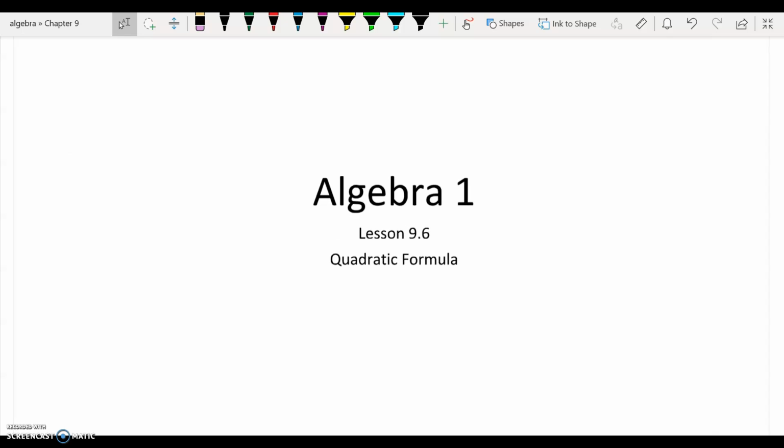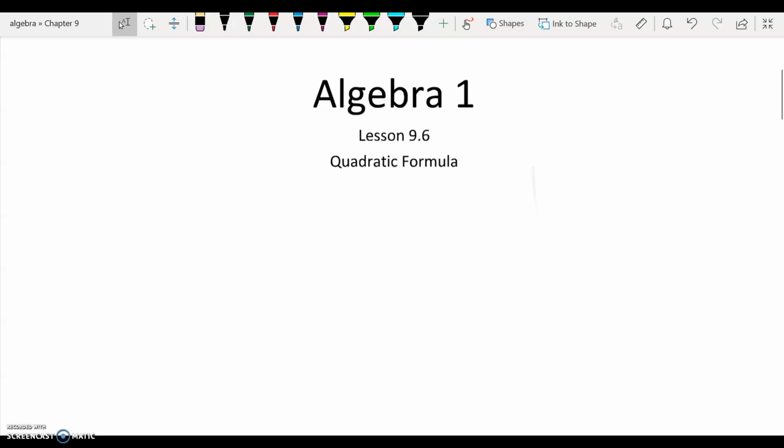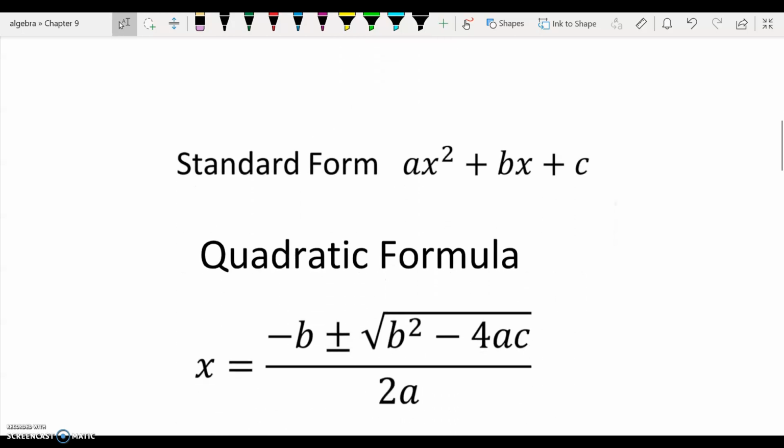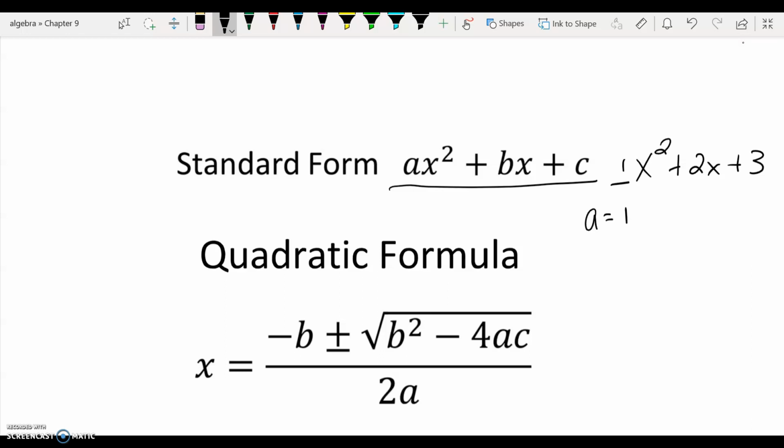So Algebra 1 9.6, we're doing the quadratic formula. So we're still solving equations. So far we've done factoring and the square root method. But now we're gonna talk about the quadratic formula. The quadratic formula does work for every single problem. So in standard form, we have ax squared plus bx plus c. So an example would be x squared plus 2x plus 3. Your A in this case would be 1, your B would be 2, and your C would be 3.